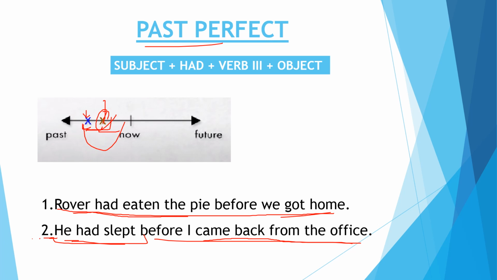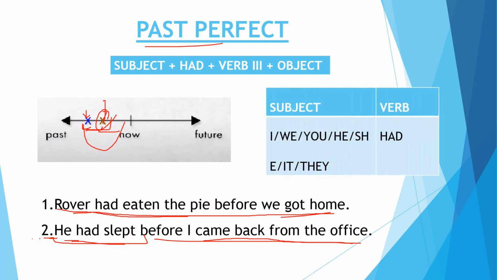In this past perfect tense, with all the subjects we use had. With I, we, you, he, she, it, they, we use had. You can see here, with the first person also had, and with he also had. You can notice this in the further examples also. Moving on.